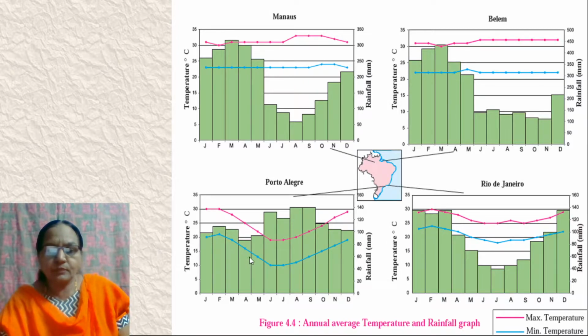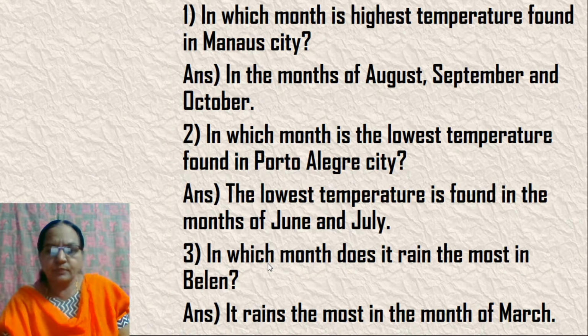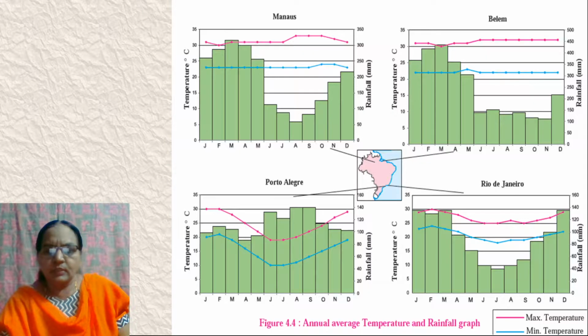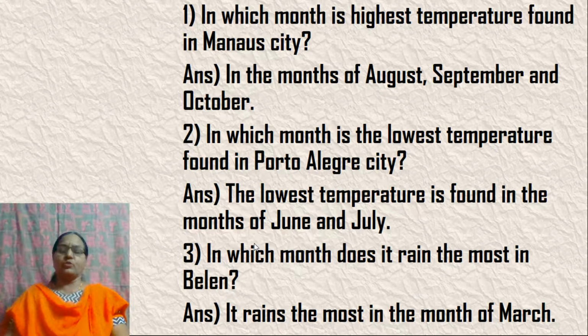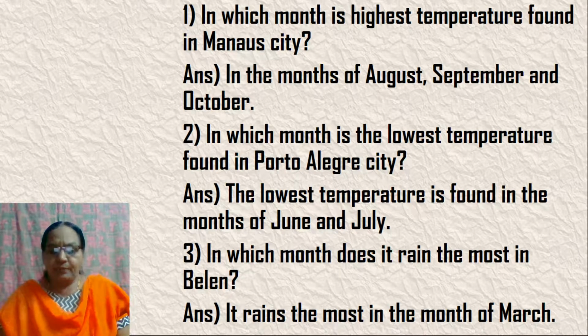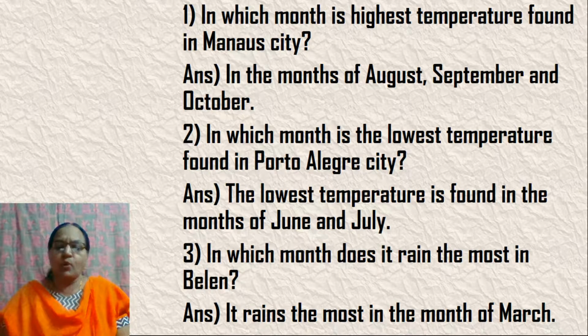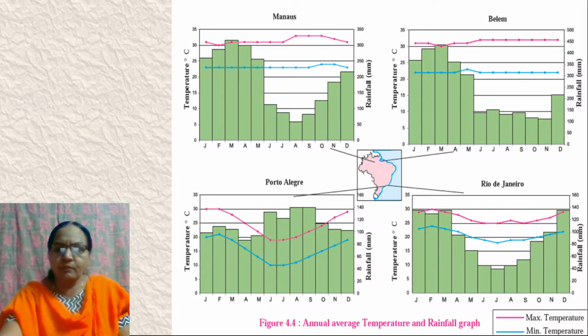So in which month is the lowest temperature here? Porto Alegre. It is the month of June. So June and July. So in which month is the lowest temperature found in Porto Alegre city? The lowest temperature is found in the months of June and July. In which month does it rain the most in Belém?